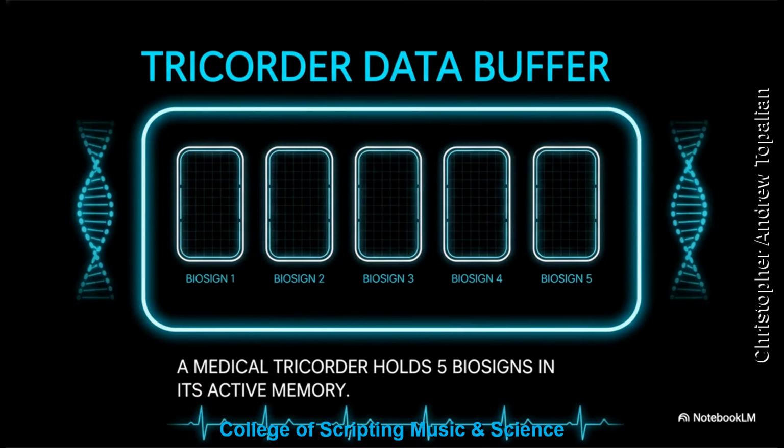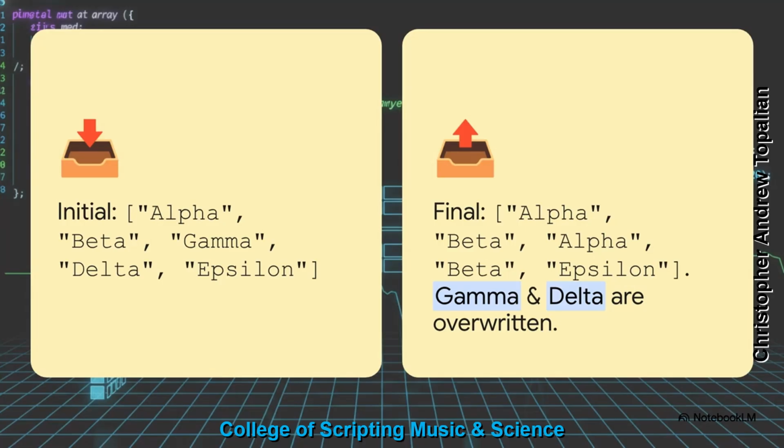All right, next up, a medical tricorder simulation. So this device keeps a rolling log of the 5 most recent biosigns. What we need to do is duplicate the first 2 readings to calibrate a sensor, which means we have to overwrite the 3rd and 4th slots. Now watch this closely. The initial buffer is full, right? We run the command to copy the elements at index 0 and 1, and we paste them starting at index 2. And as you can see, the gamma and delta readings, they've been permanently overwritten by a copy of alpha and beta. The array's length is still 5, but the data inside, it's changed.